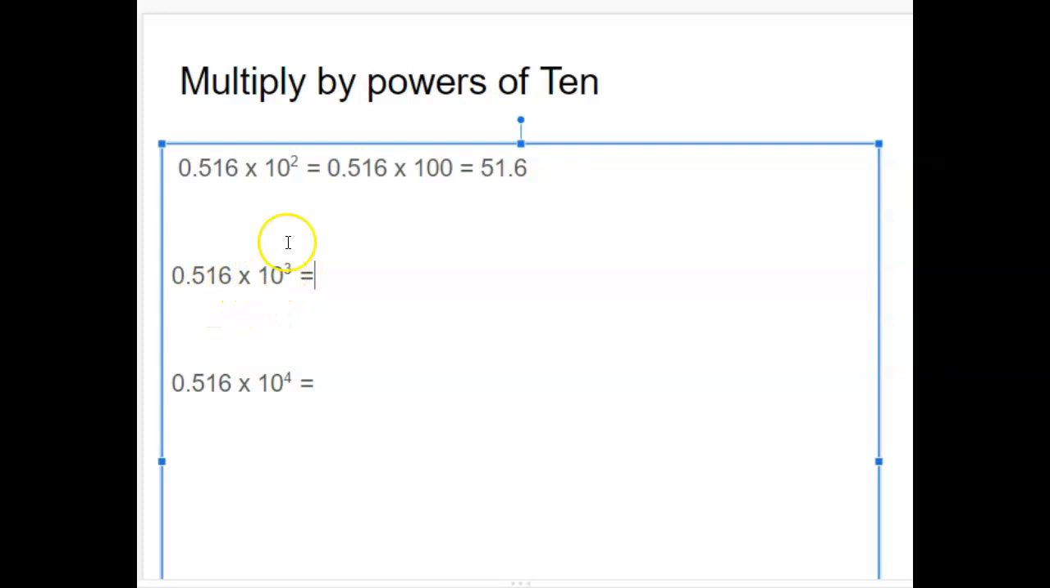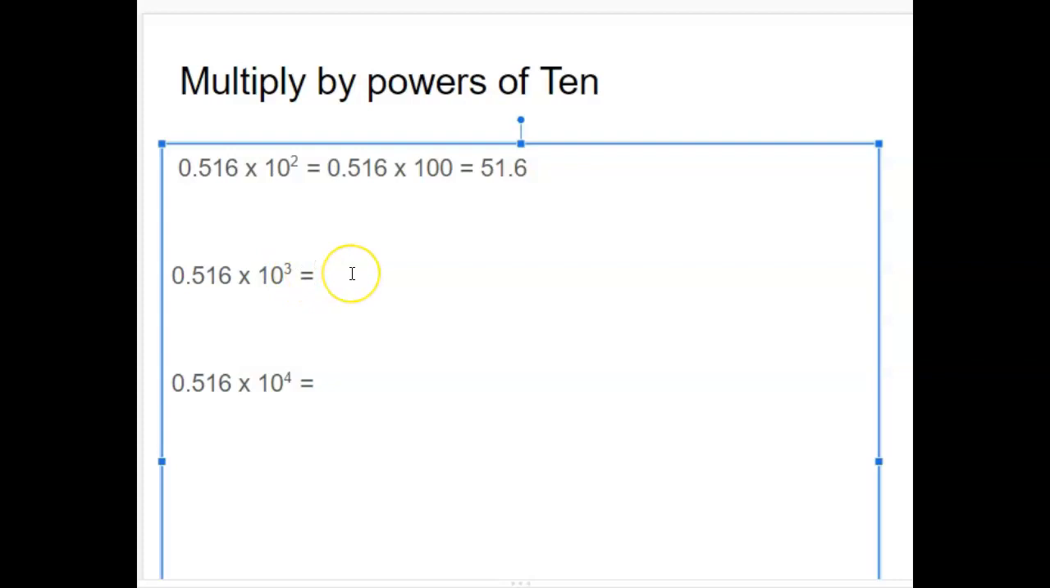Now here we have 0.516 times the third power of 10. So now I'm not going to rewrite it. You can. If you were to rewrite it, you're multiplying 10 times 10 times 10. So 10 times 10 is 100. 100 times 10 is 1,000. Or you can think, okay, 1 and then it has 3 zeros. So that would be 1,000.